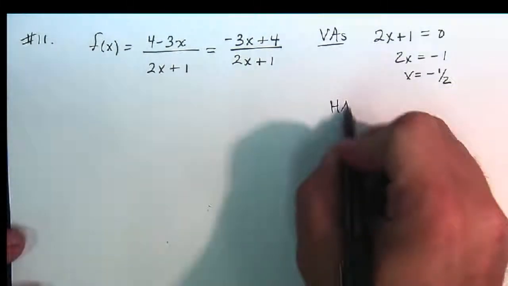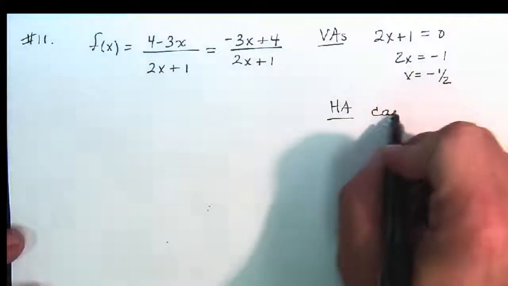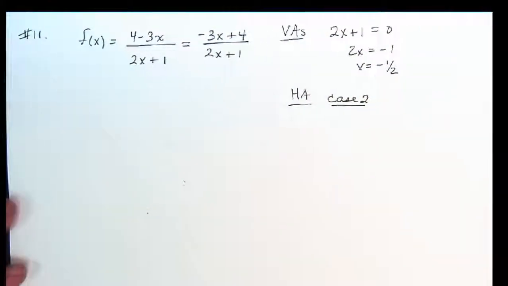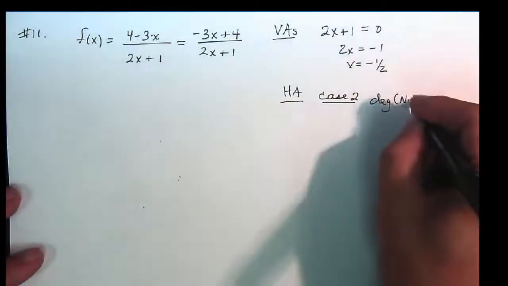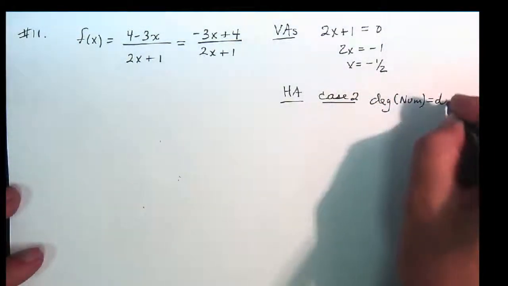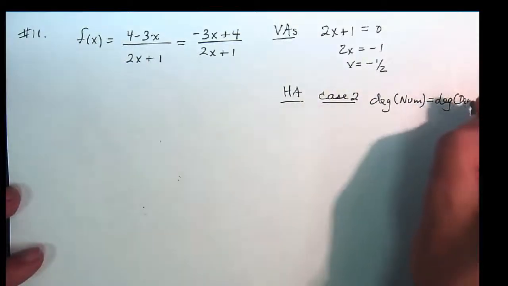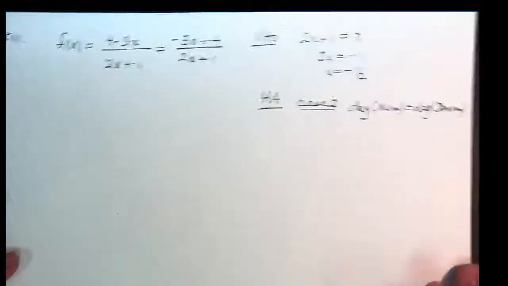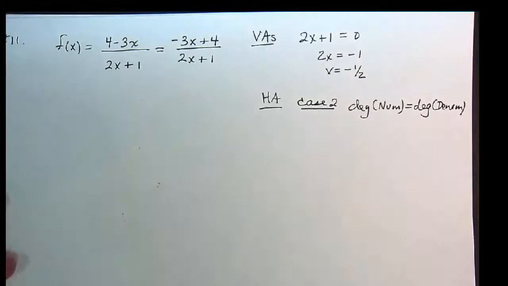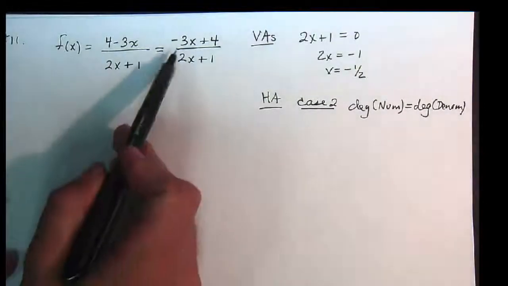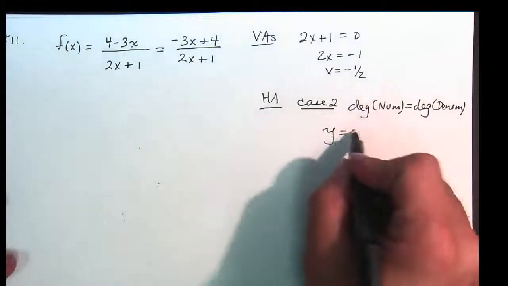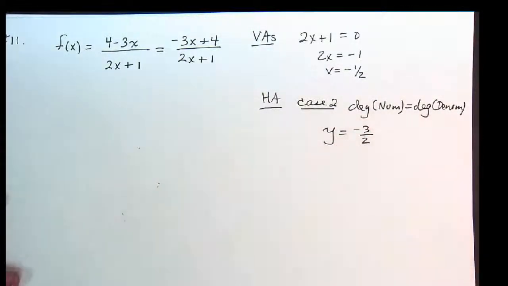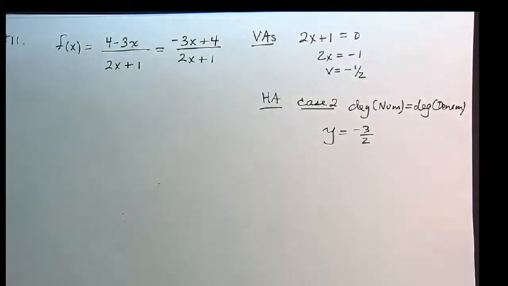The horizontal asymptote. This one is a case 2 situation. Case 2 is where the degree of the numerator is equal to the degree of the denominator. Whenever that happens, you just take these coefficients and say y equals that ratio. So that's where the horizontal asymptote will be.